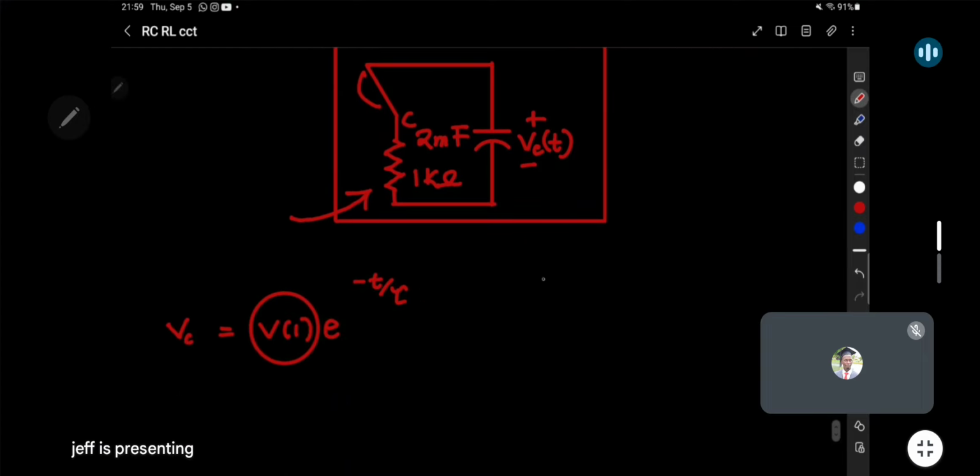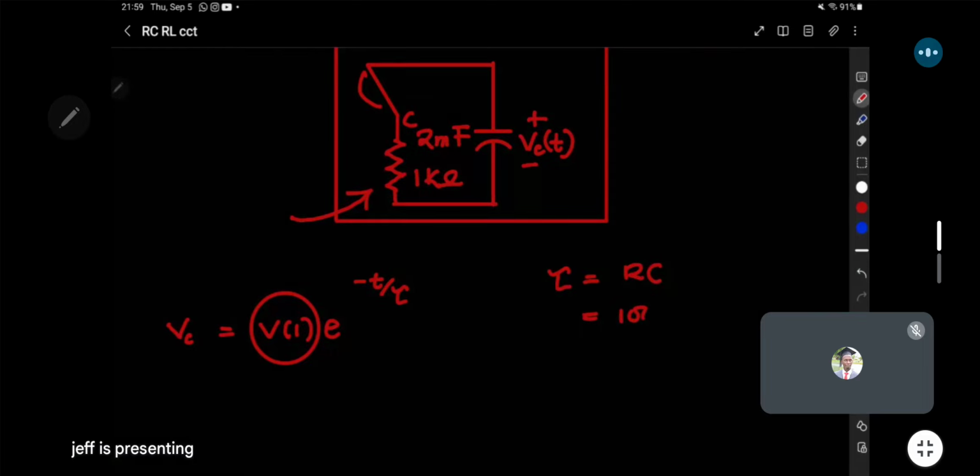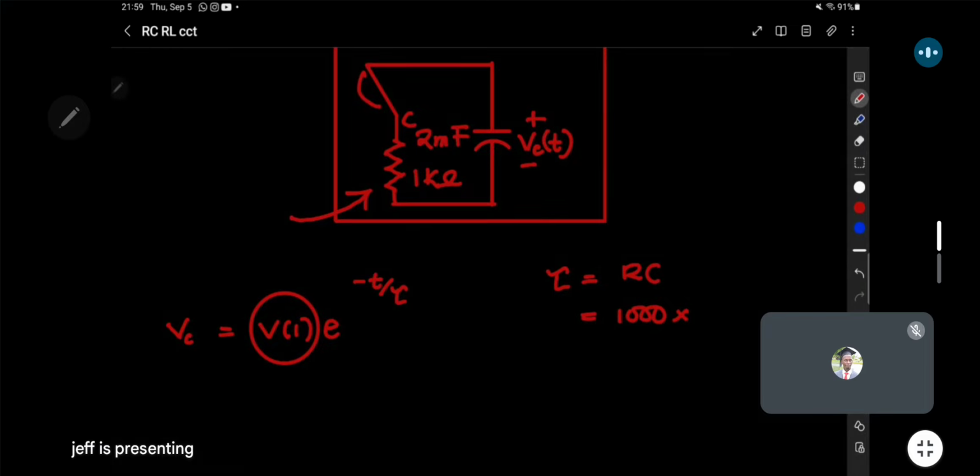Let's get the time constant for when the switch is at C. In this case, it's still RC, but the resistance here is different. The resistance for this orientation is 1 kilo ohms, so this is going to be 1000 ohms, multiplying the capacitance, which is 2 by 10 to the minus 3. Here, we just get 2 seconds as our time constant.